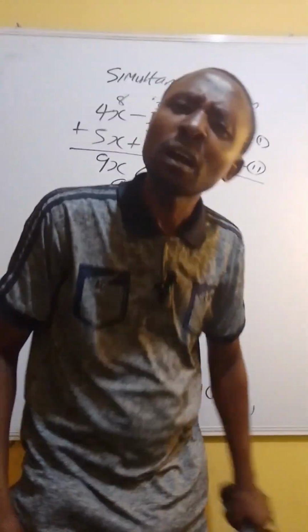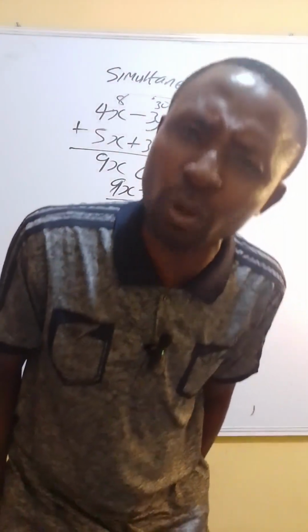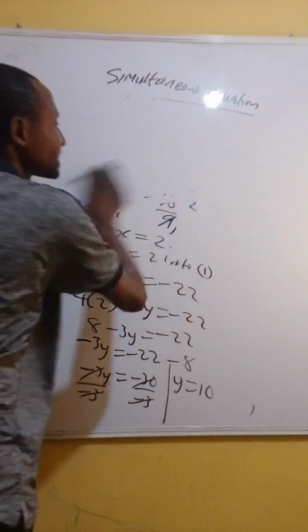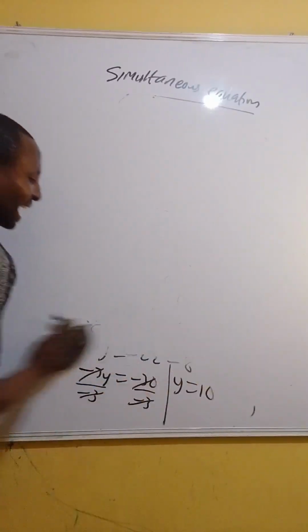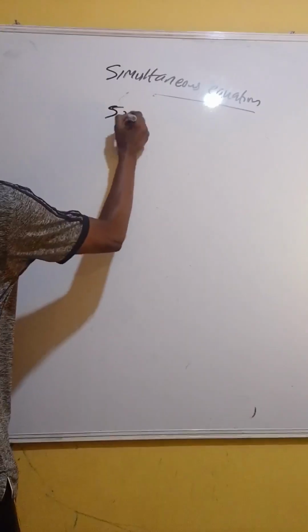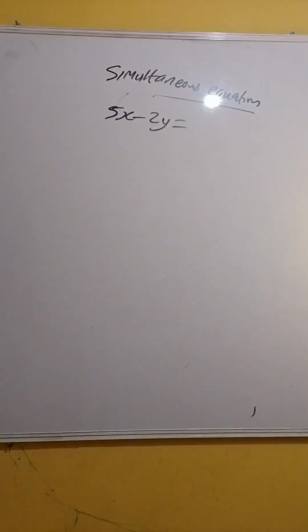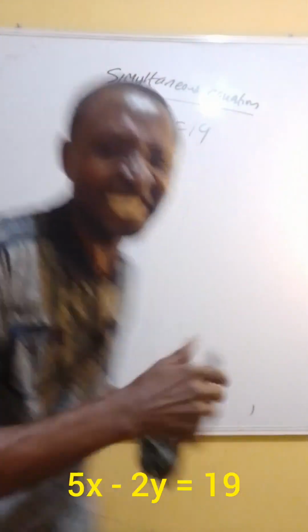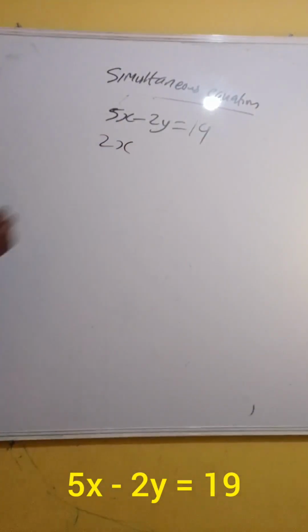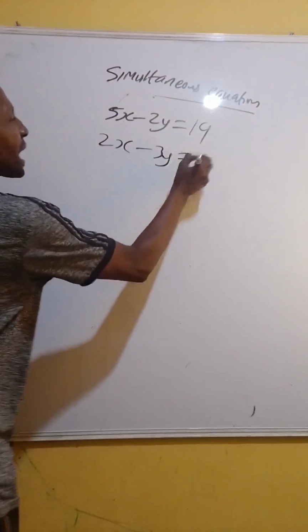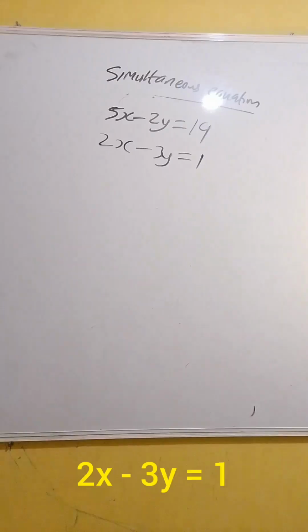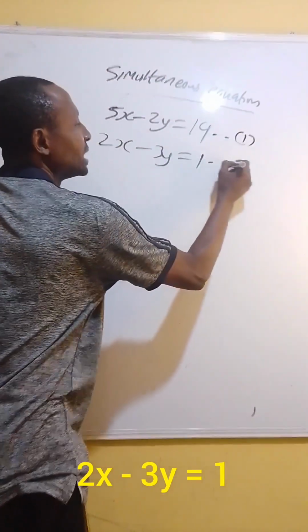What if they have different coefficients? What will you do? Let's see another equation where they have different coefficients. I have 5x minus 2y equals 19. The second equation is 2x minus 3y equals 1. Now I have this as equation 1 and equation 2.